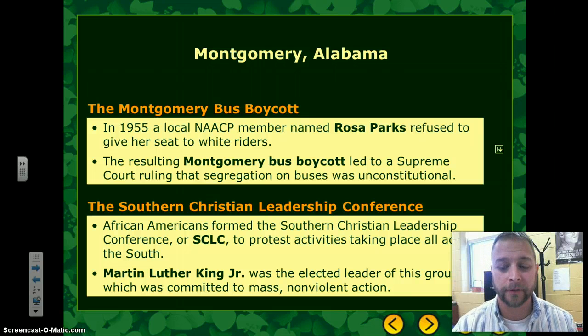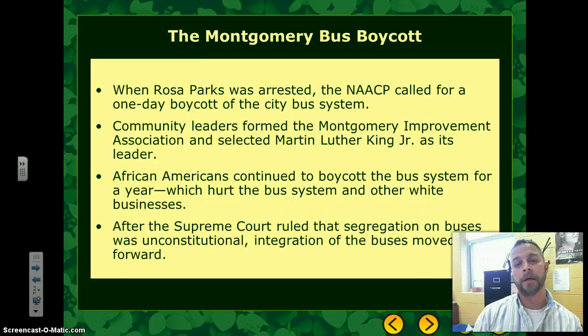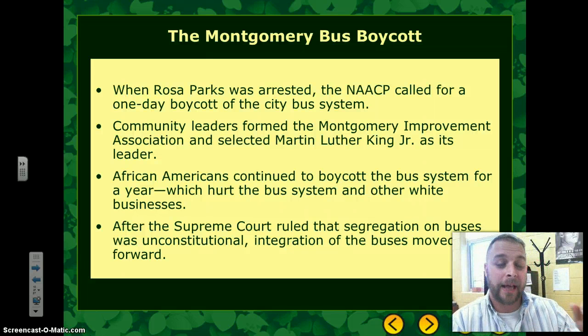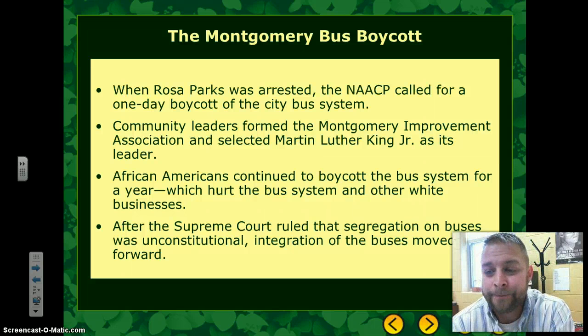So this results in the formation of the Southern Christian Leadership Conference, which most people will know as the organization run by Dr. Martin Luther King Jr. And he was elected. He was a young Baptist minister that was preaching at his first church in Montgomery at the time, and he becomes the leader of the group. And he forwards an idea of mass nonviolent action, basically protests, marches, boycotts, things of that nature. And he got a lot of his ideas from Mahatma Gandhi and his actions against the British rule of India.